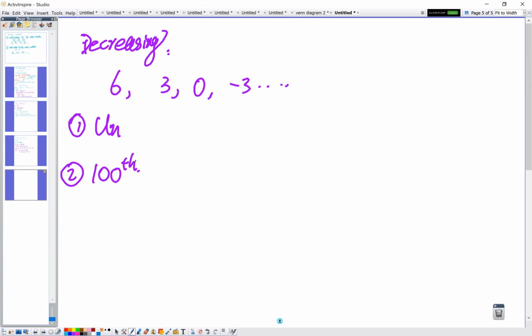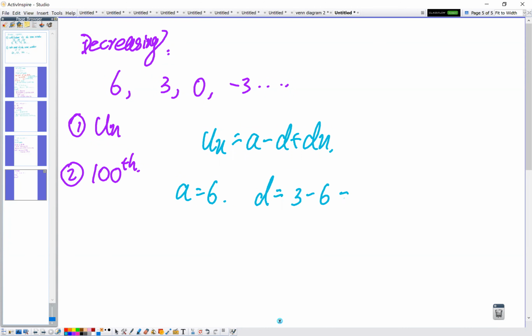Have you finished already? So look at this one here. Well, first we'll look at the formula. The formula we said is A minus D plus Dn. So you can say Un is equal to A minus D plus Dn. A represents the first number. So which number is the first number in this case? We can say the first number will become 6. D, what does D represent? Is the second number take away first number. 3 take away 6. Answer is -3.